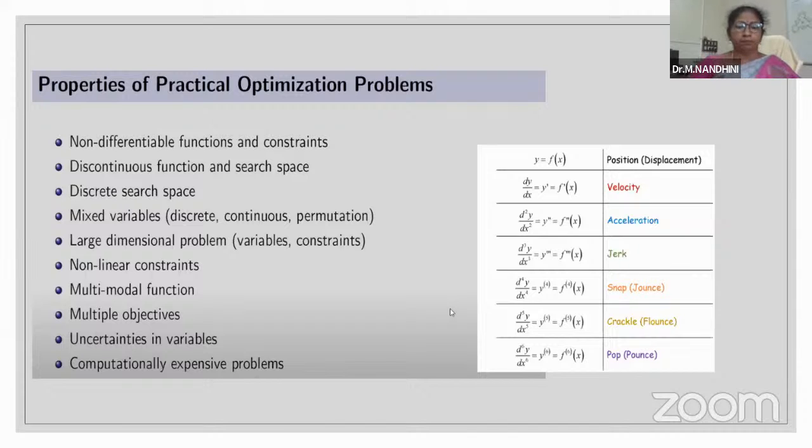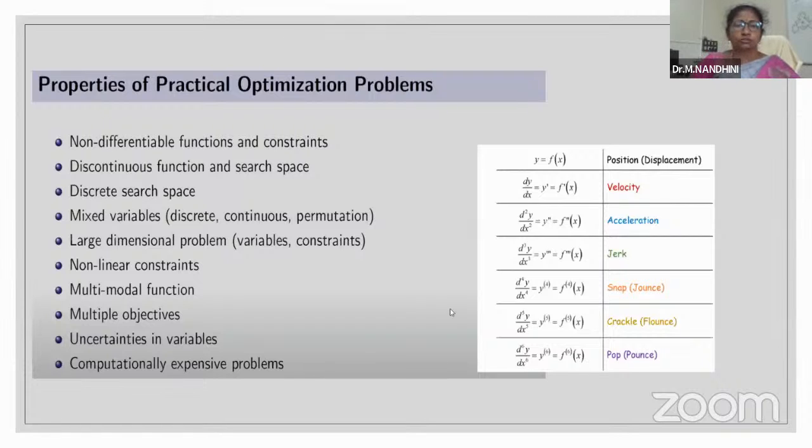Then multiple objectives, then uncertainties in variables. Uncertainty in variables is an important factor to be considered in recent trends, because in the artificial intelligence area, uncertainty plays a vital role. Suddenly the nature of the variables may change. For example, if today without any announcement there is heavy rain or a storm, the total setup has to be changed, and accordingly everything has to be adjusted. Then computationally expensive problems.